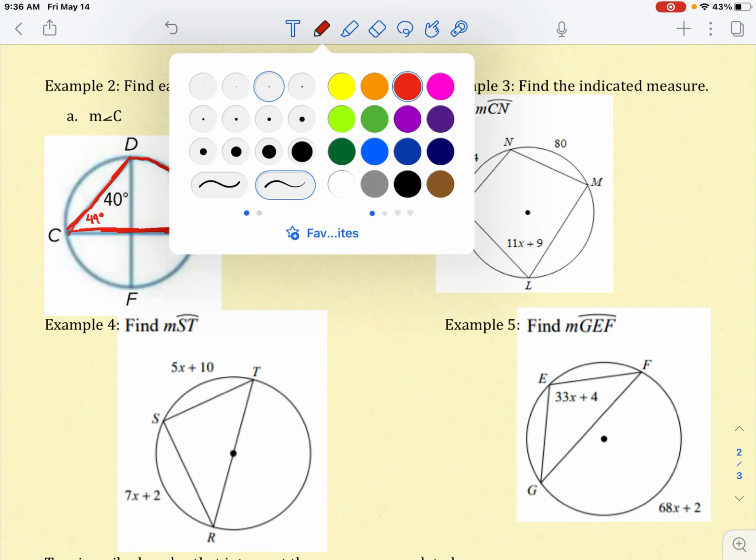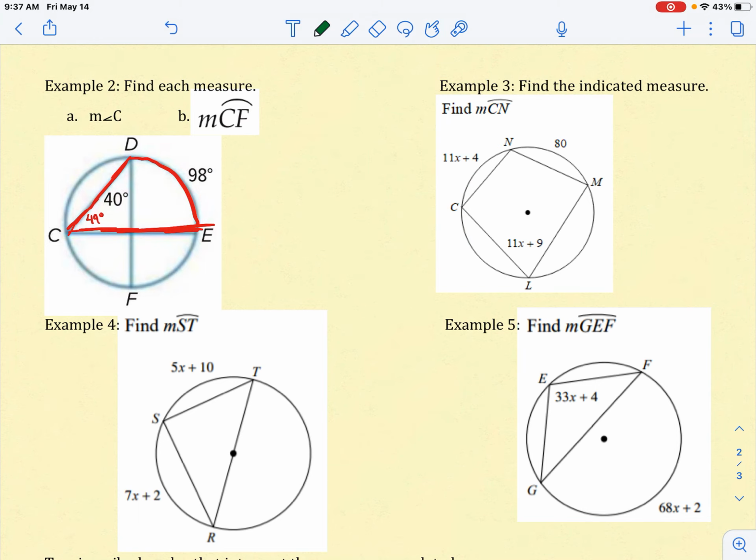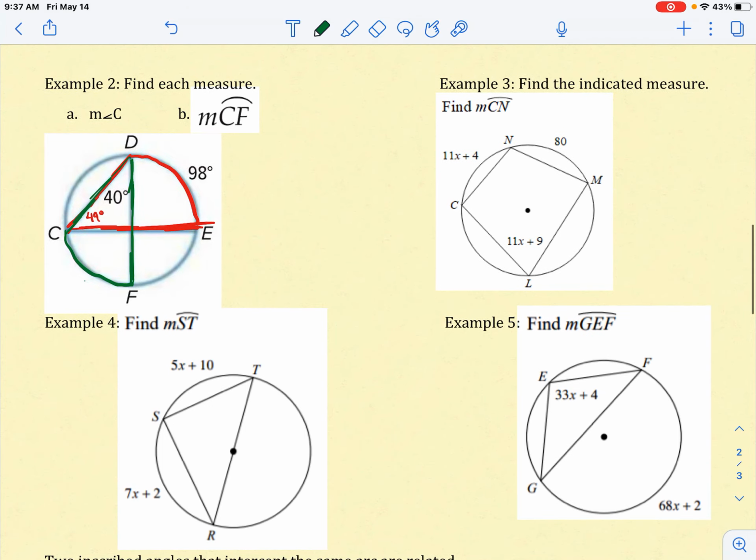Now, if we want to find the measure of arc CF, again, arc CF corresponds to angle D. So that's the angle in green. So 2 times 40 would be 80. That's how we get CF. Okay, so remember the arc is always double the inscribed angle measure. Remember that central angles and their arcs had equal measures, but inscribed angle measures half of the arc measure.